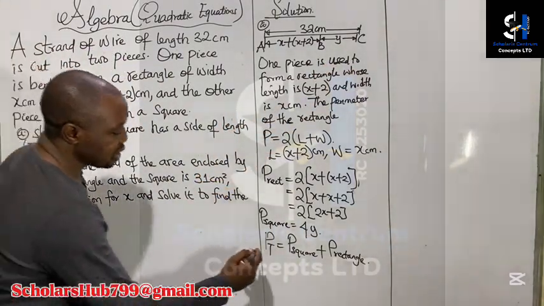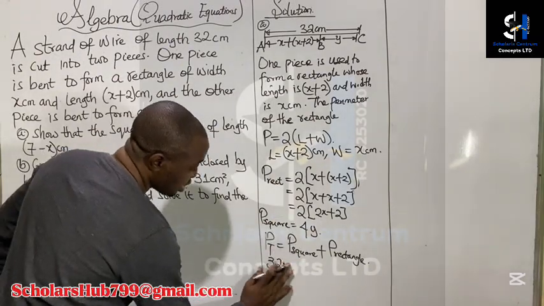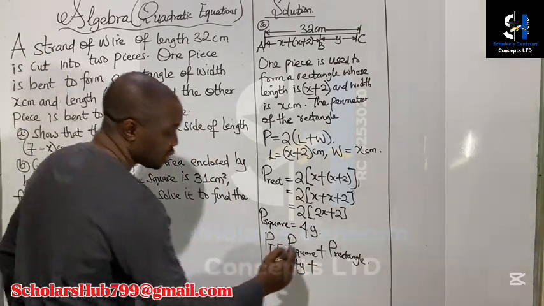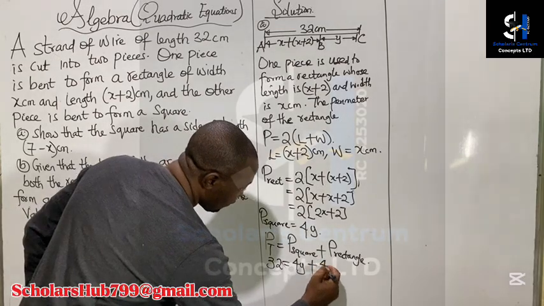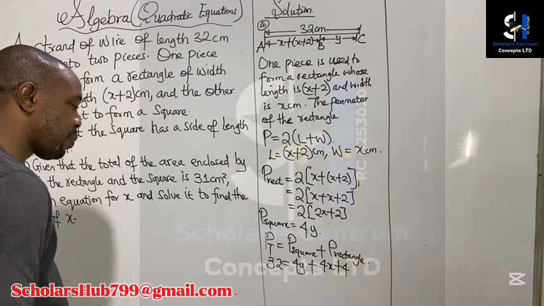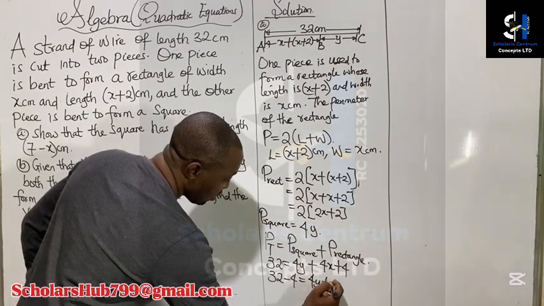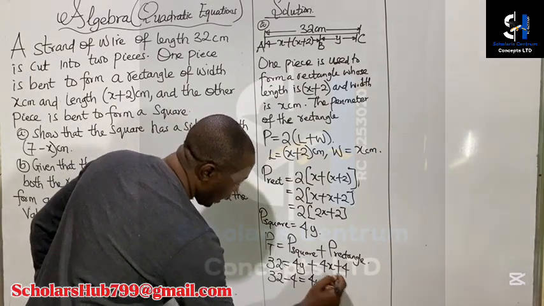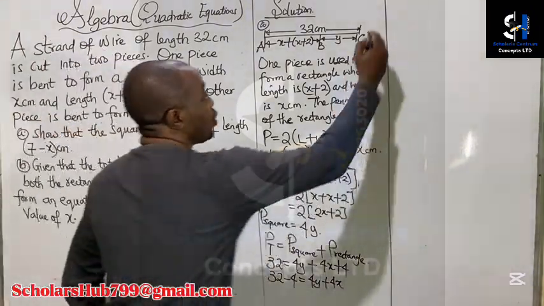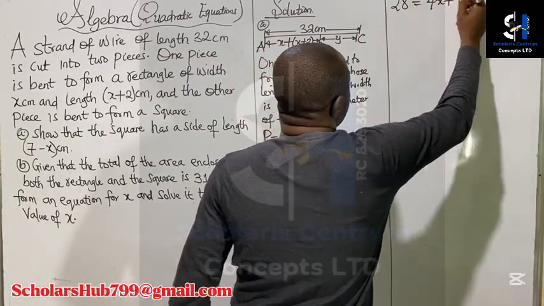Now we are given the length of the wire to be 32. The perimeter of the square is 4y. The perimeter of the rectangle, distributing the 2, is 4x plus 4. Now let's combine like terms. I'm going to write 32 minus 4 equals 4y plus 4x. 32 minus 4 is 28. So we have 28 equals 4x plus 4y.